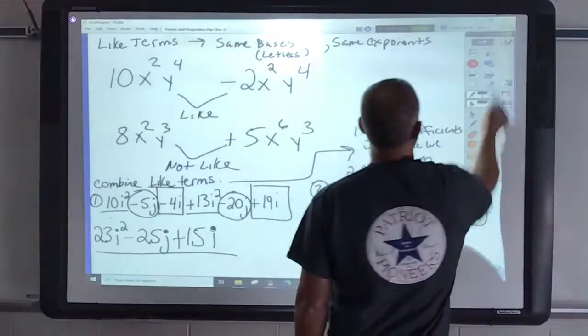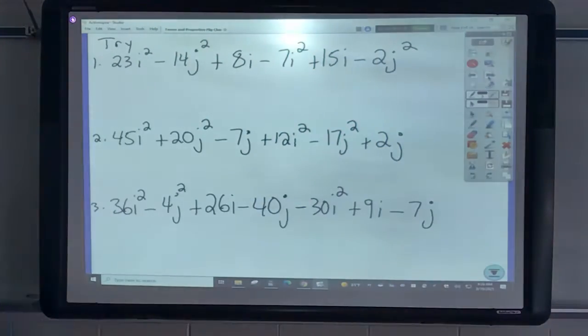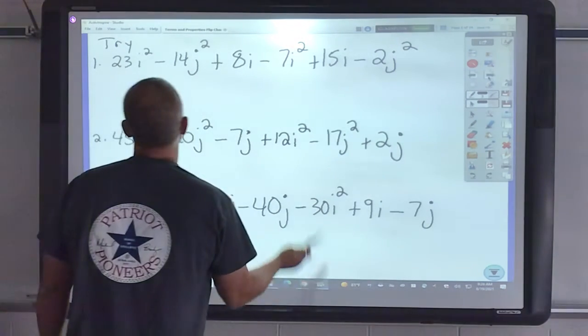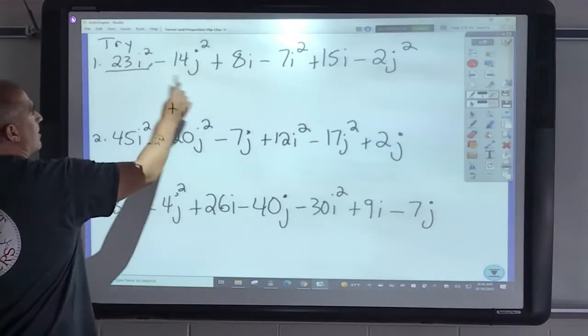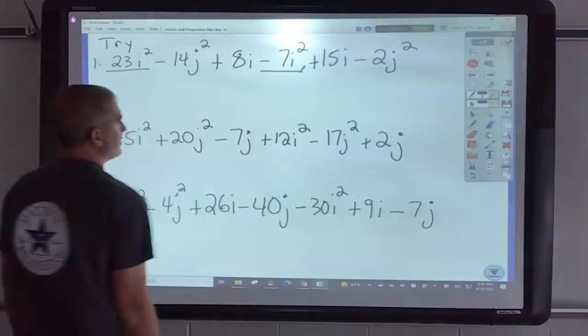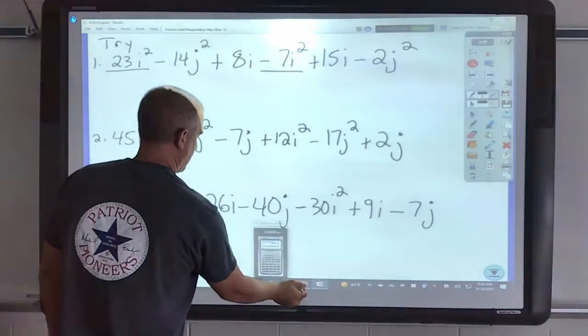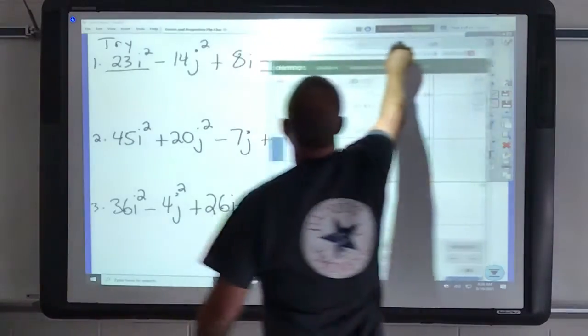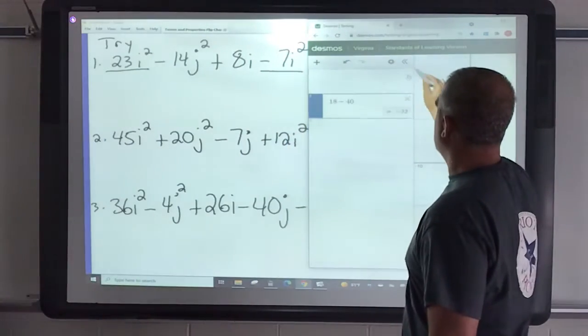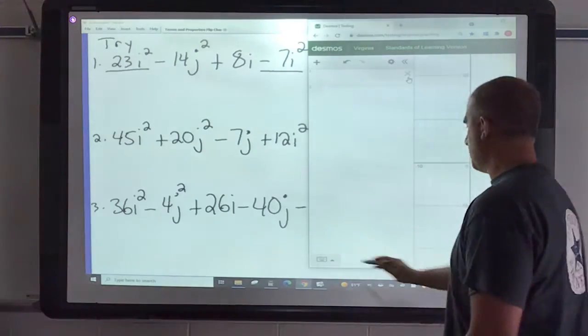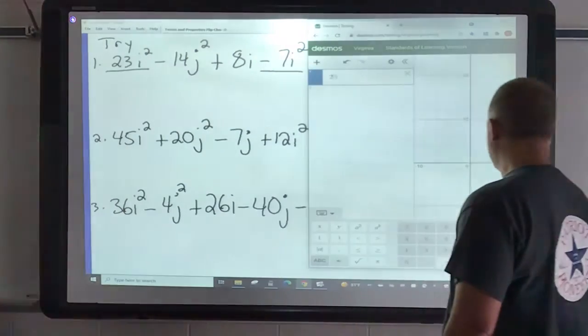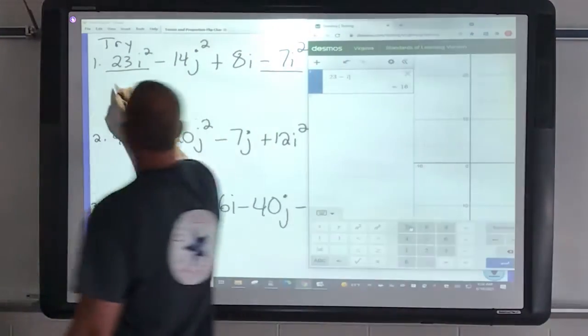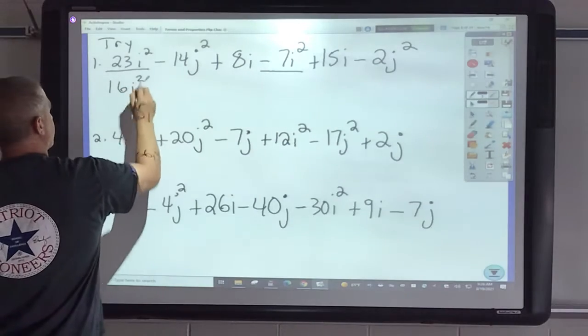Okay, all right. So what I would like you guys to do is pause your video, go to GoFormative, and go ahead and work on these. All right, so on this one, I got 23i squared. Its other matching term is negative 7i squared. So 23 minus 7 is 16i squared.